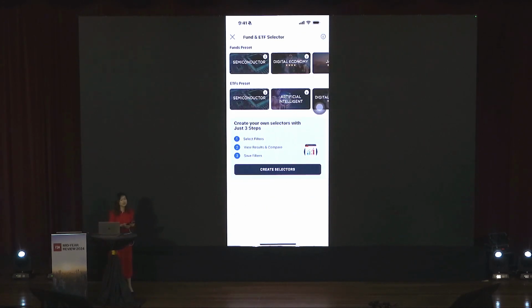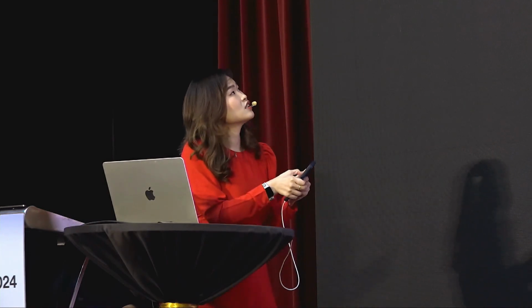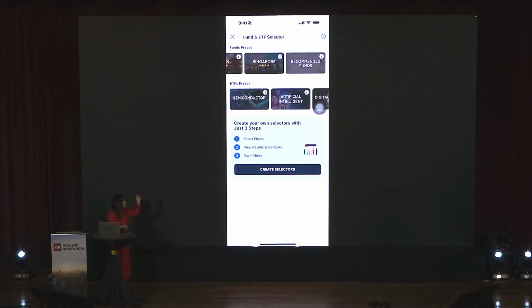You will straight away see that the fund presets and ETF presets listed here are the markets that we are bullish on, selected by our in-house researchers. As you can see, we are bullish on semiconductor, digital economy with 4 stars, Japan with 4 stars, Singapore 4 stars, and you can also find our recommended fund list that we mentioned today via this filter as well.